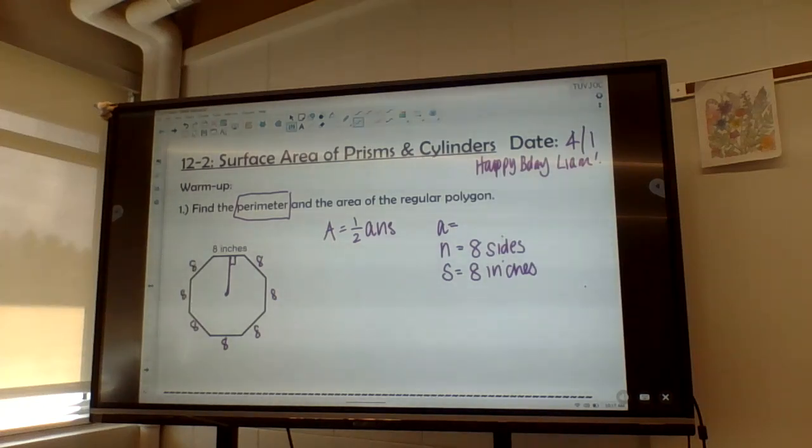Because this is a regular polygon, our perimeter would be 8 times 8, which is 64. So the perimeter is actually pretty easy to find in this one. And we'll be using the perimeter a little bit today in some of these.